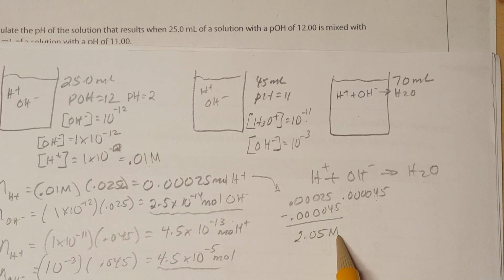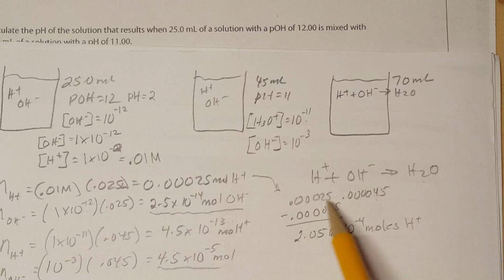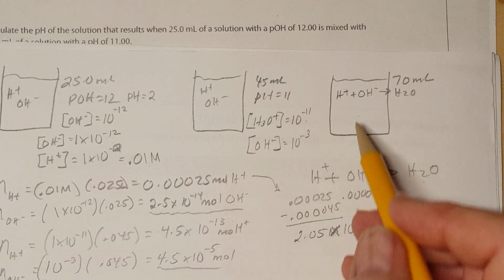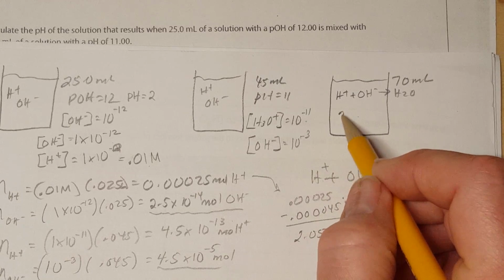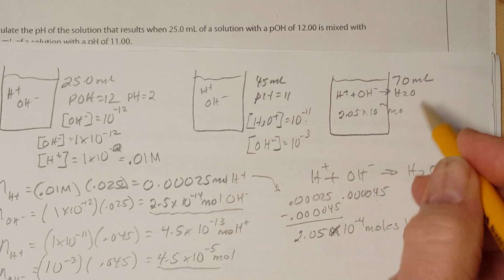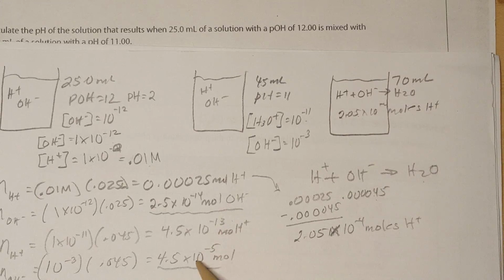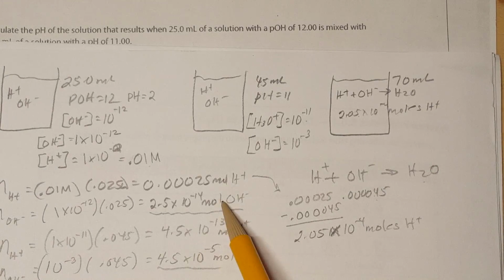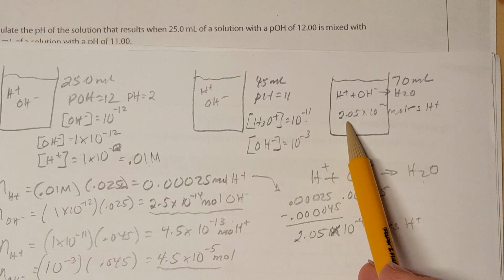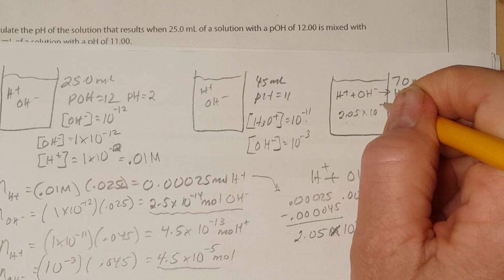So we have 2.05 times 10 to the negative 4 moles of H plus. So after these react and neutralize each other, what would be left in here is 2.05 times 10 to the minus 4 moles of H plus, plus these very small amounts of the OH and the H plus, but those are negligible compared to this. This is going to be the driver since it's times 10 to the minus 4.